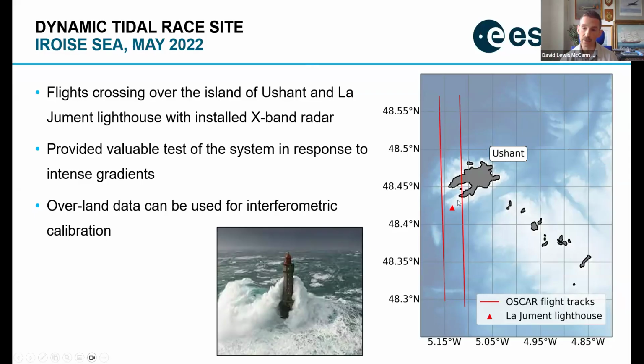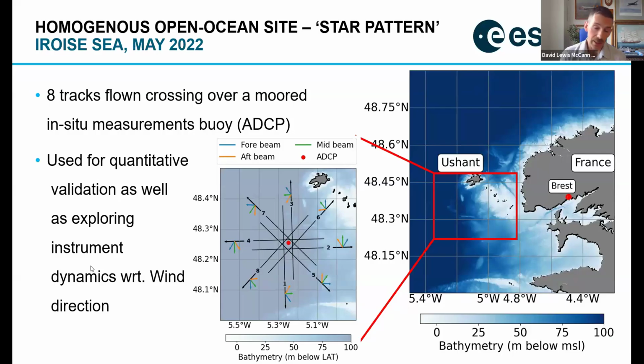We also had some overland flights, which we can use for interferometric relative calibration, because with the land not moving, you can test that your interferograms show you zero Doppler movement. Then we also had some flights over the open ocean. So just a little further out to sea, there are some quite homogeneous areas of the ocean, quite deep.